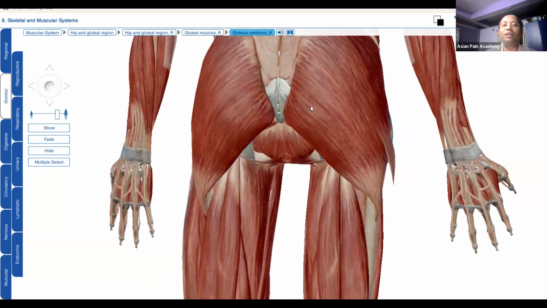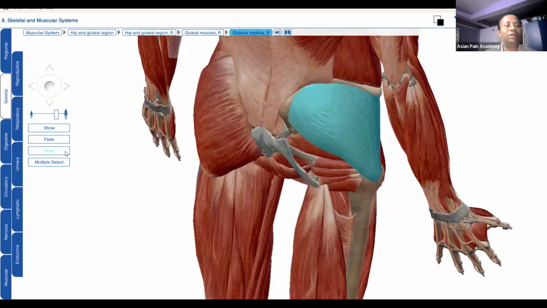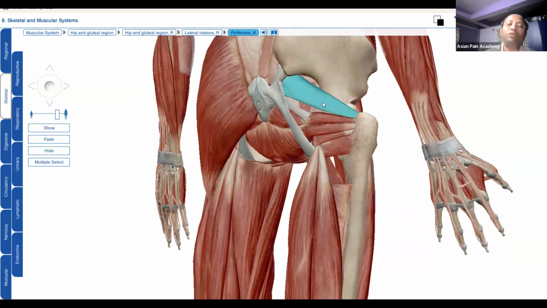So if I remove all these three muscles, then we see the deep muscles. So what are the deep muscles? These are the external rotators. These are called external rotators of the hip. So remember, the first one is the piriformis muscle.